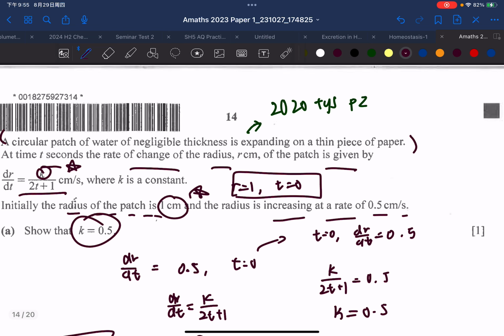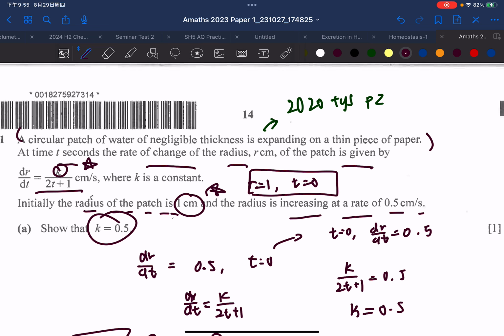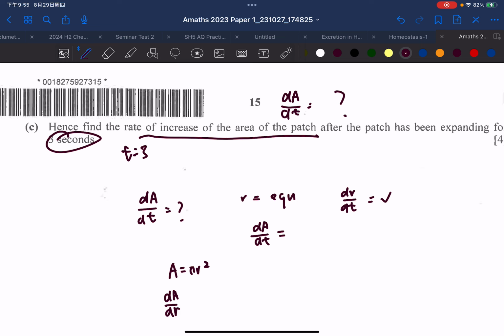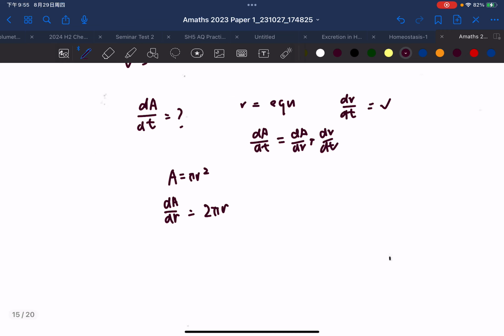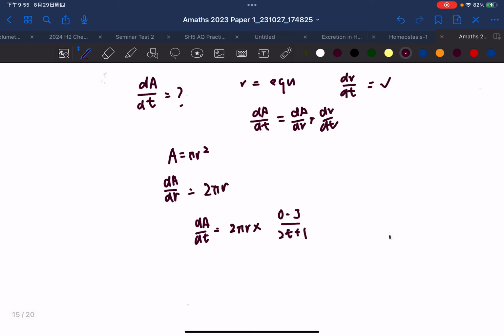So you just need to find the area. The patch is what? They already tell you that this is a circular patch. Circle, area of the circle is just pi r squared. So you need to get dA/dr, right? Because dA/dt, you are given dr/dt, will just be dA/dr times dr/dt. So dA/dr will be 2 pi r. Okay? So dA/dt equals dA/dr times dr/dt, which will be 2 pi r times 0.5 over 2t plus 1.